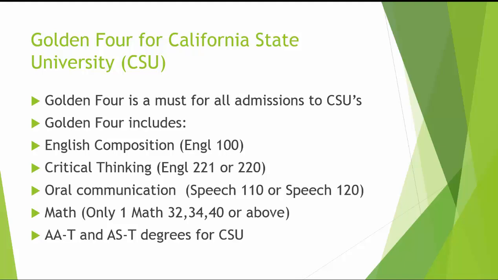To go into a CSU, you must complete the Golden 4 regardless of your major. That would include English composition, critical thinking, oral communication, and one college-level math course. These courses must be completed with a grade C or better.